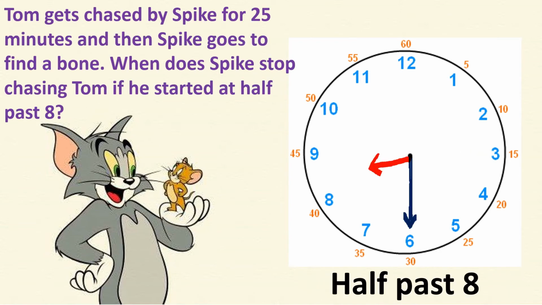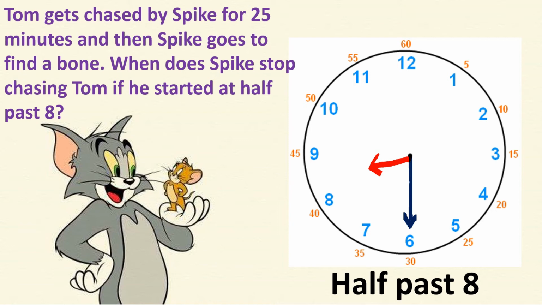Tom gets chased by Spike for 25 minutes and then he goes to find a bone. When does Spike stop chasing Tom if he started at 8:30? To do this, we have to go to the minute hand because we are not finding any hours. We have to add 25 minutes to 30.